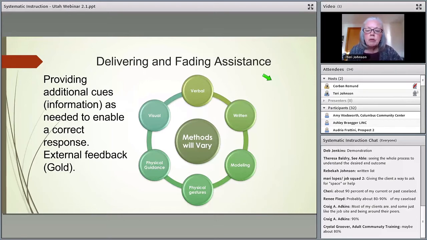I don't think there's a universal prompt hierarchy. I think that for each individual learner, on whatever task they're learning, they're going to have ways of getting information that work better than others.